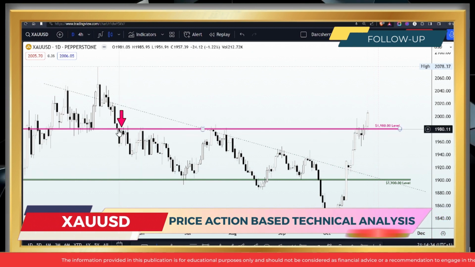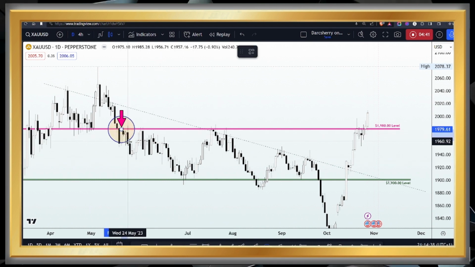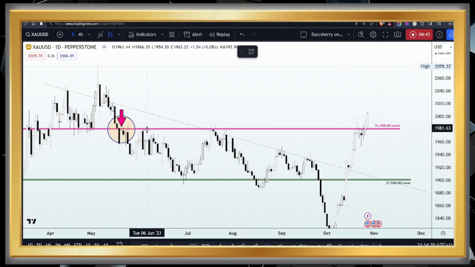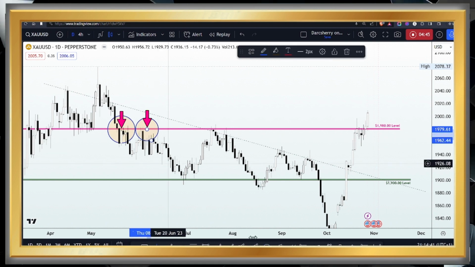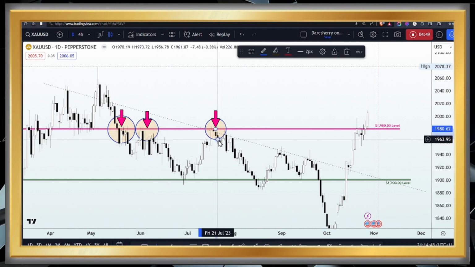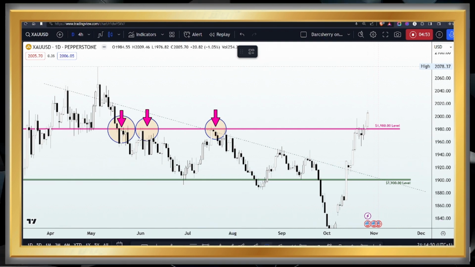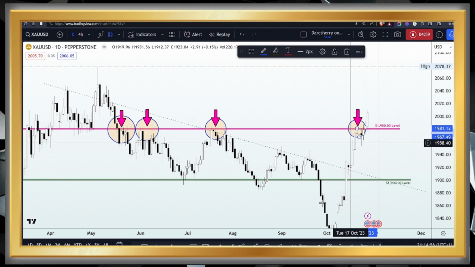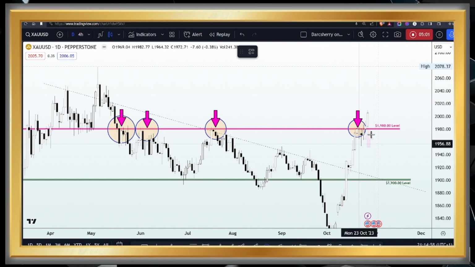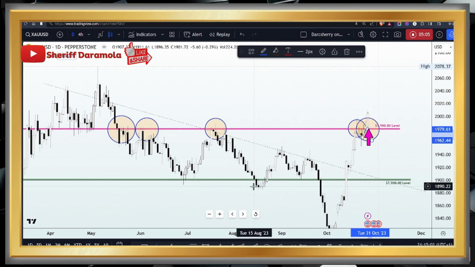In fact, since the level was broken during the month of May of this year, you see how that area had continued to serve as a barrier for buyers in this market. At every point in time we saw sellers come in to take price buyers out of that position. In fact, the same thing happened a couple of weeks ago around here. Not until last week did we finally see the breakout of that structure.